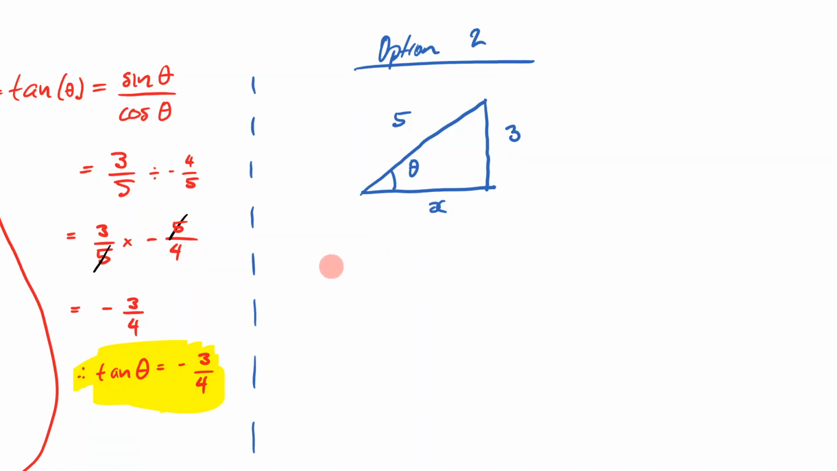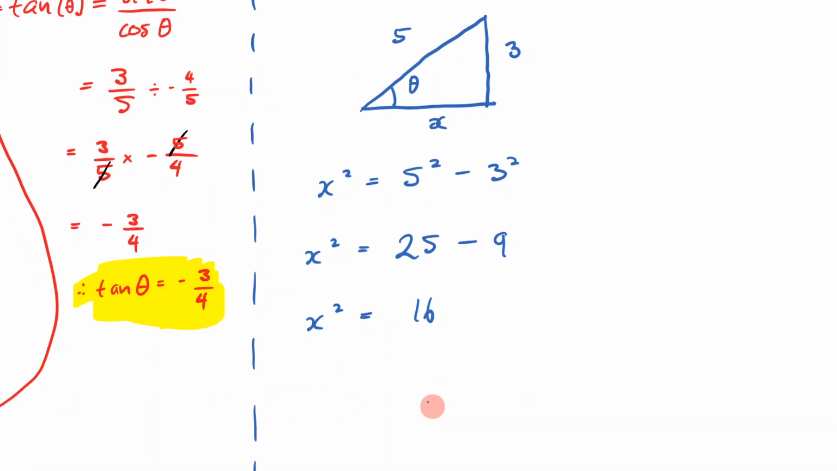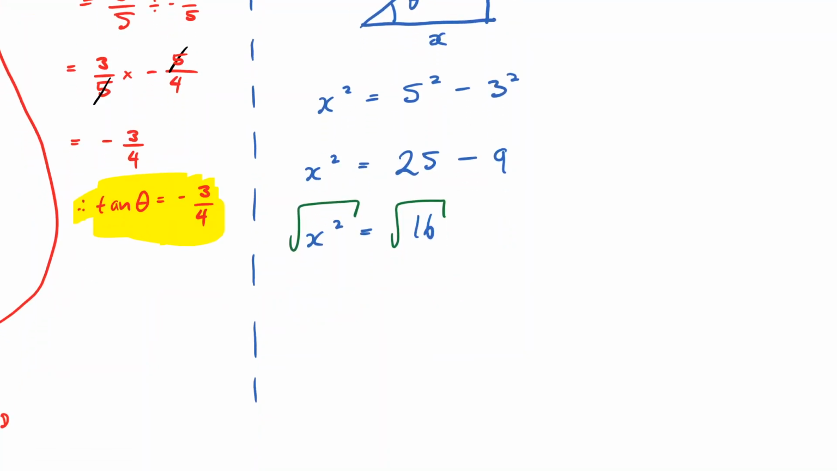So I know that x squared is equal to 5 squared minus 3 squared. X squared is going to be equal to 25 minus 9, so x squared is going to be equal to 16. I would then square root both sides, which means x is going to be equal to 4.